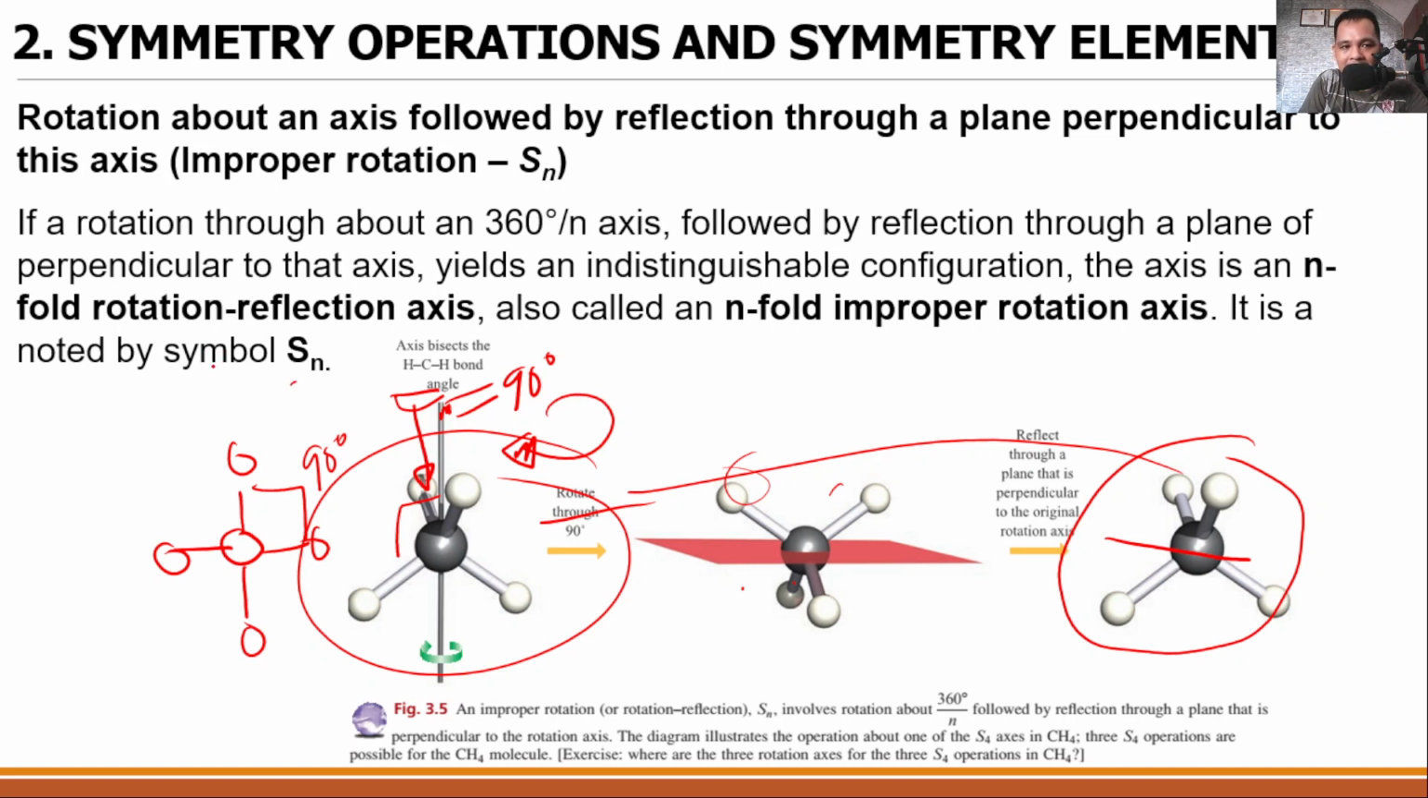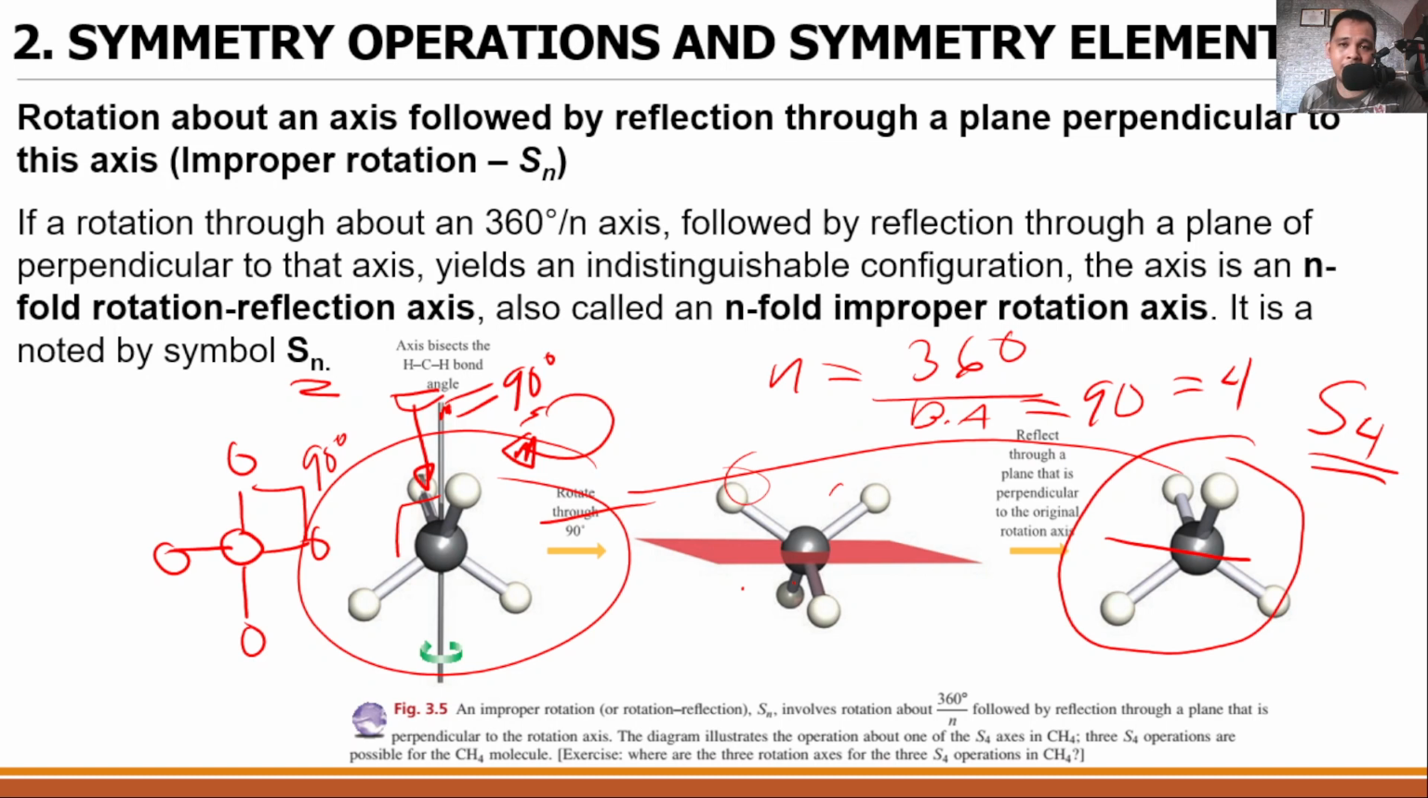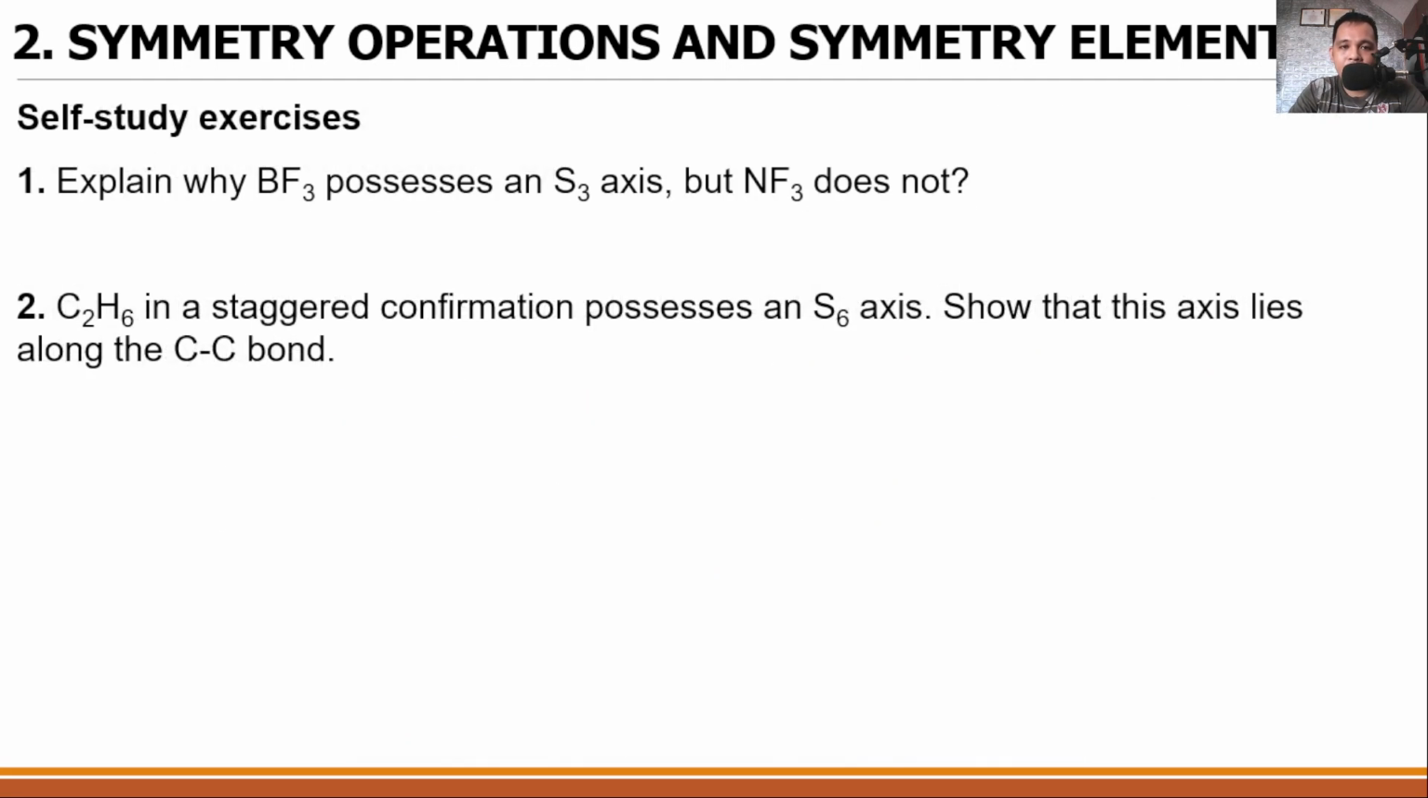And what is our n here? What is our degrees, right? n is equal to 360 degrees over the bond angle. And the bond angle is 90 degrees. Therefore, it is 4. Therefore, this methane is S4. It contains an S4 improper rotation. Okay? So, for the practice exercises, look at part 2 of our lecture video, because we only have pure discussion here, okay?